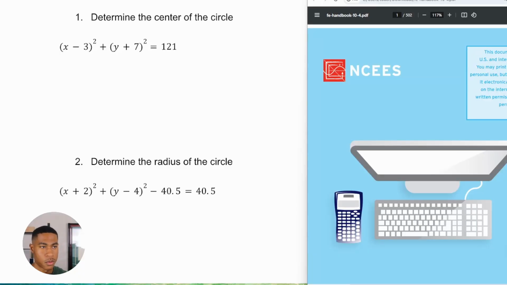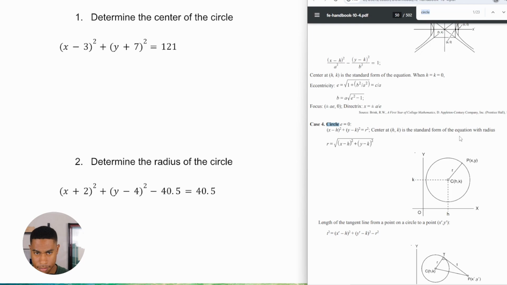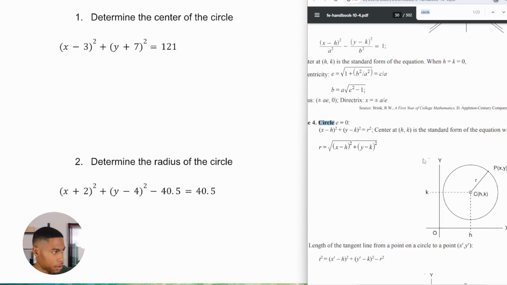All right, so number 1, this says determine the center of the circle. (x - 3)^2 + (y + 7)^2 = 121. So first thing I would do is do a search for circle. Okay, one of the equations that come up says (x - h)^2 + (y - k)^2 = r^2, where the center of my circle is (h, k). So I know that h and k here. I'll zoom in a little bit so you can see.